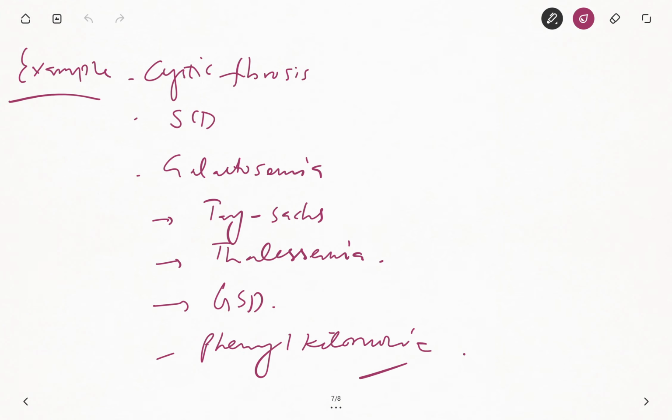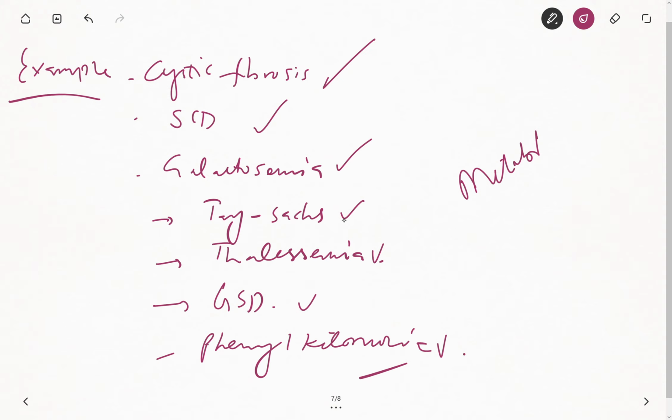Okay, examples of autosomal recessive conditions: cystic fibrosis, sickle cell disease, galactosemia, thalassemia, GSD, phenylketonuria. So normally the metabolic diseases, or most of the metabolic diseases, are autosomal recessive conditions.